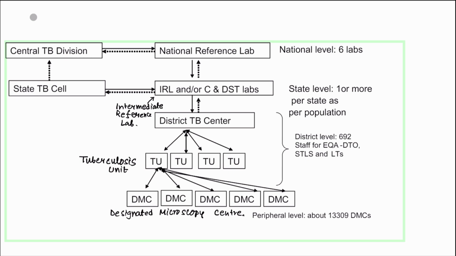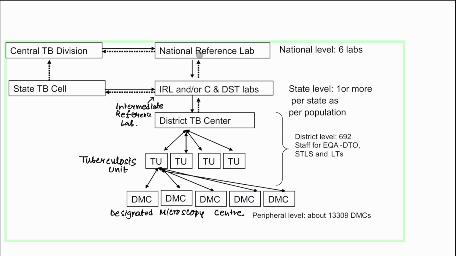And now some talk about your community medicine here. Look here, TB under NTEP runs via different laboratories, and you should know it. This is the central division, the headquarters for your TB. After that we have the state TB cell, and this central TB division runs a few laboratories. These are national level laboratories. There are a total of six laboratories in India which are national laboratories for TB.